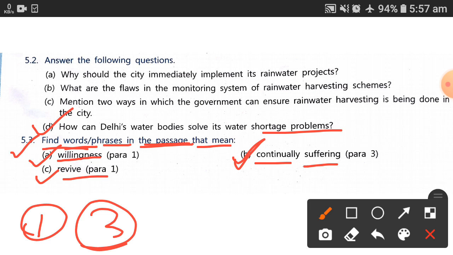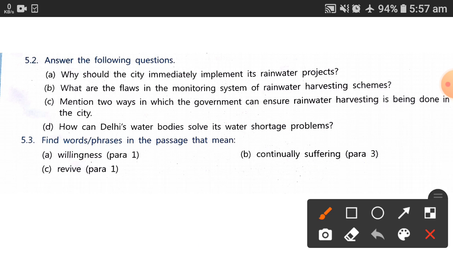And revived. From paragraph number one, you have to find the words. Hope you all have noted these three questions, 5.1, 5.2 and 5.3. If you have noted these three questions, let's see the paragraph, the unseen passage, and try to attempt all these three questions accordingly.